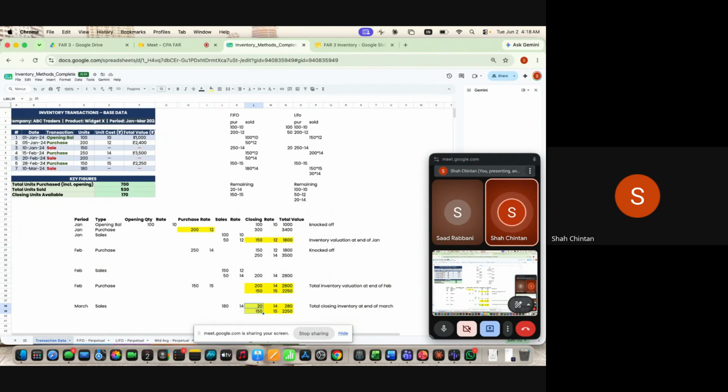Clear, simple calculation, nothing complicated, it has come in graduation, but I just wanted to give a glimpse. Okay, any question on FIFO? No. Okay, LIFO is exactly opposite.